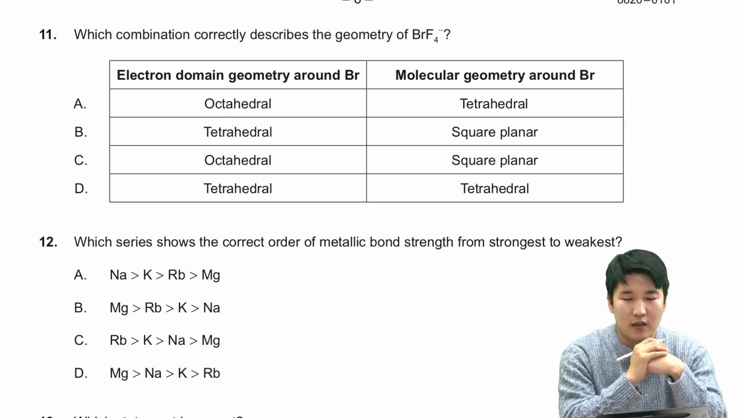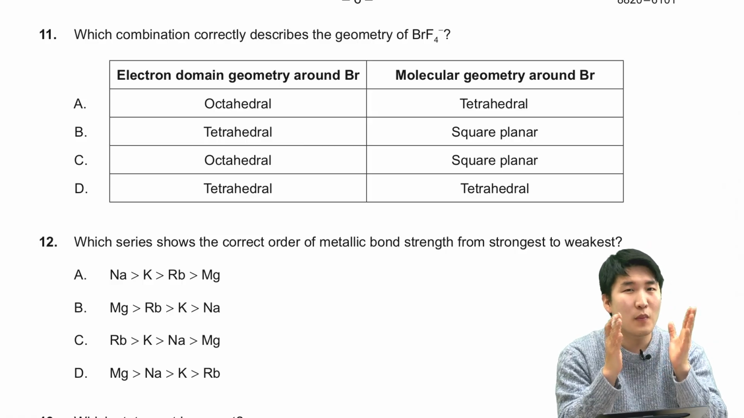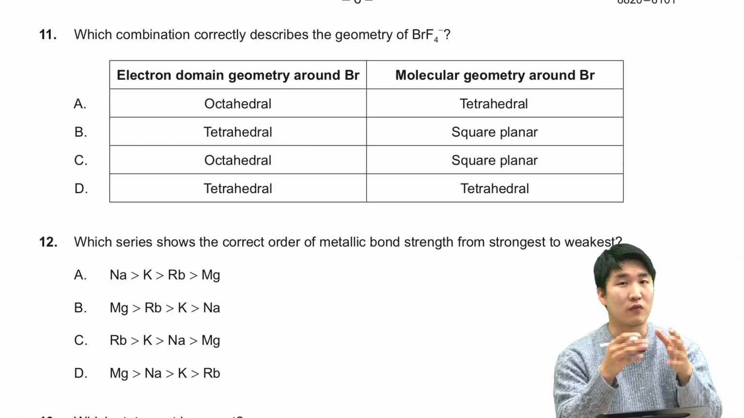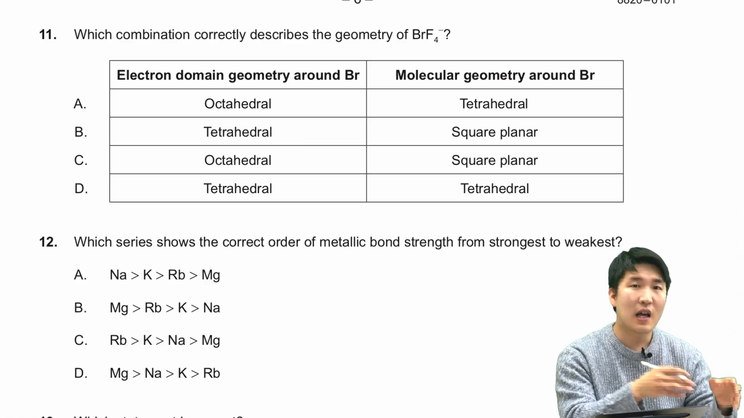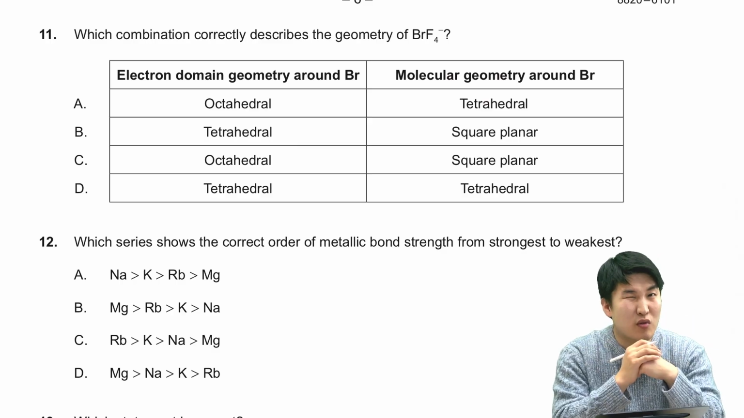VSEPR theory. BrF4 minus would have how many electron domains? And out of this number of electron domains, how many bonding, how many lone pairs? Let's draw the Lewis structure first.